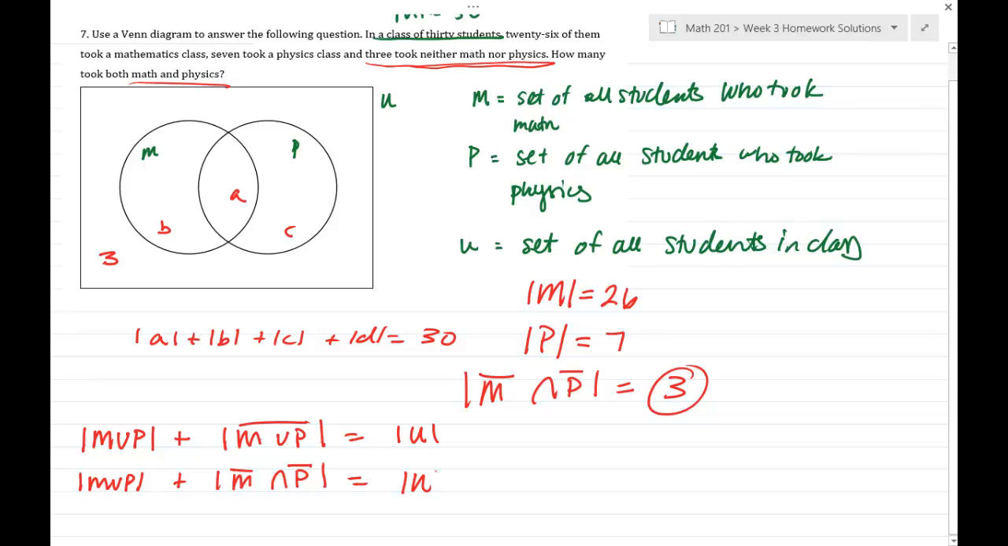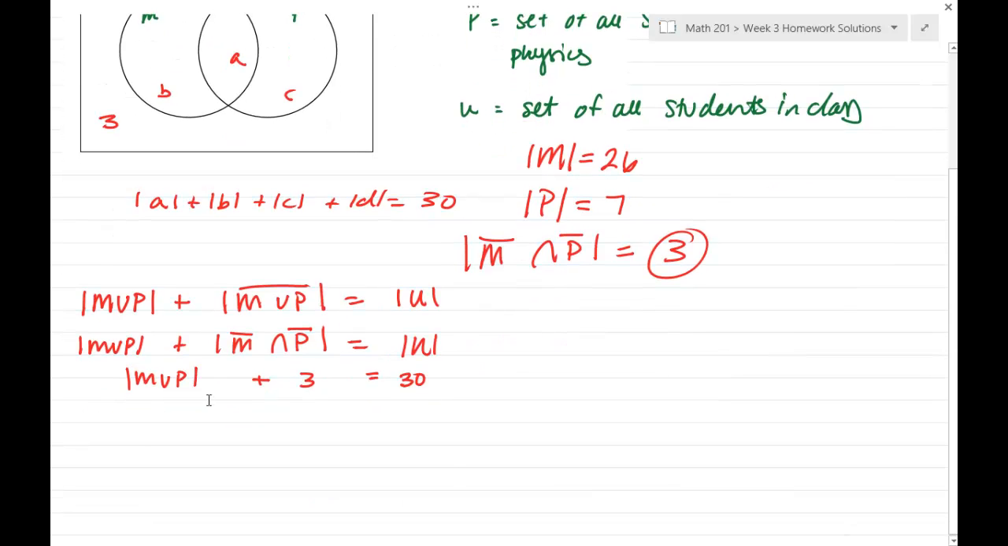Okay. Now I know the cardinality of the universal set is 30. I know the cardinality of this intersection is 3. So now I know the cardinality of the union of 2 sets is going to be 27 if I subtract 3 from both sides. All right, now I know the cardinality of the union and the cardinality of both of these 2 sets.